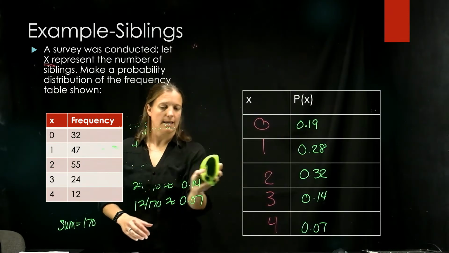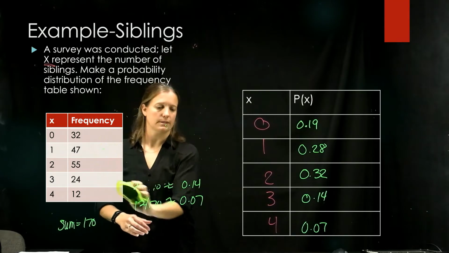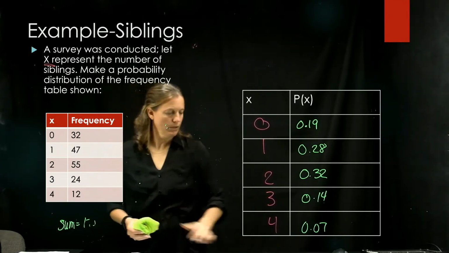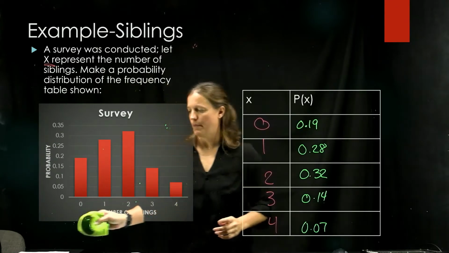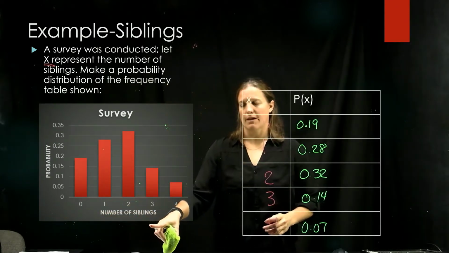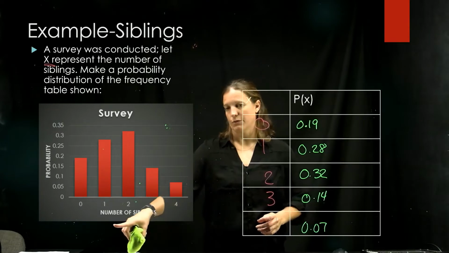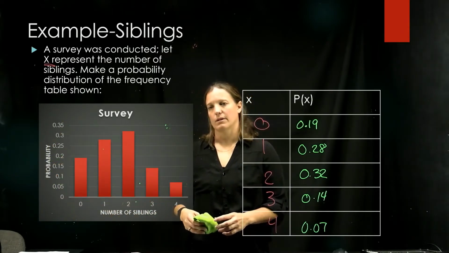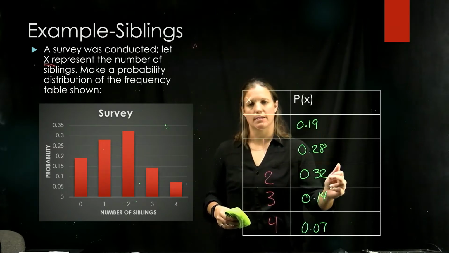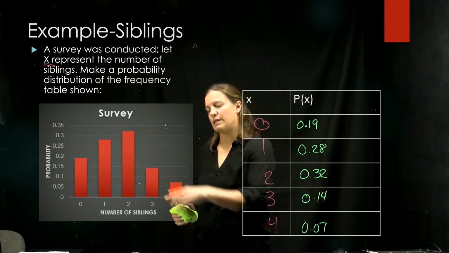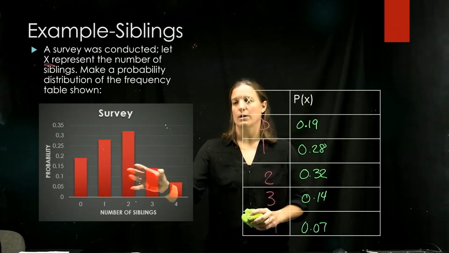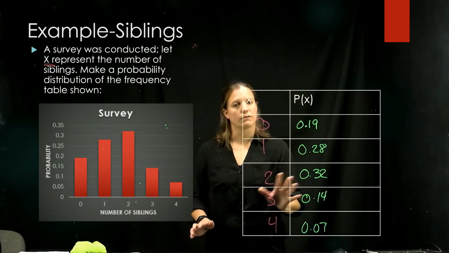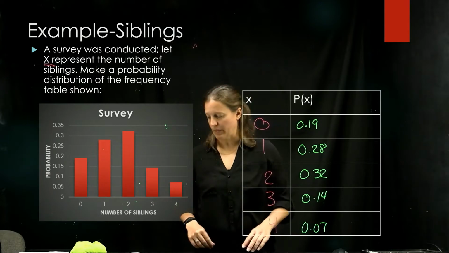Now, if I take that table with all those probabilities listed, and I now change it into a histogram, I will have that probability histogram. So you can see across the bottom, I have my values for my number of siblings. Across my vertical axis, I have the associated probabilities, and then these values correspond to the heights of the bar. So this is what your probability histogram could look like, and this is a version of a probability distribution.